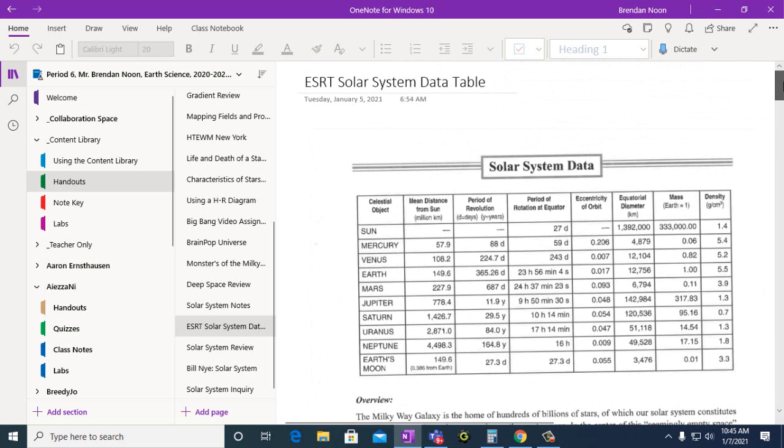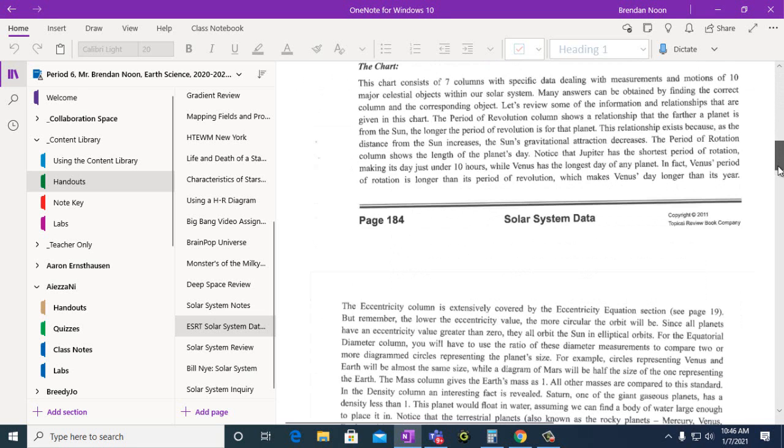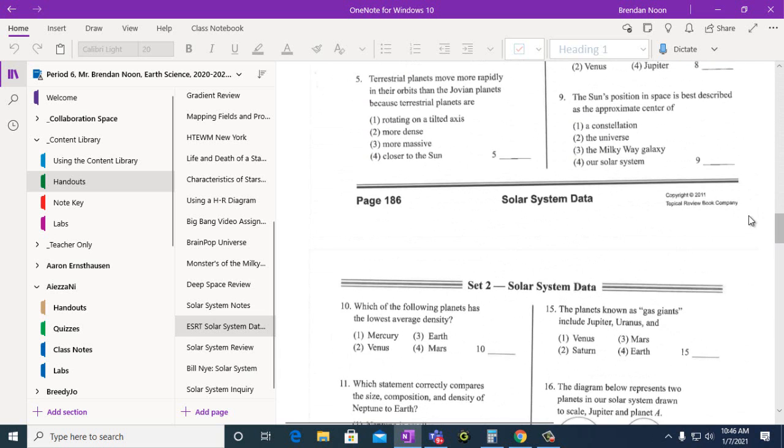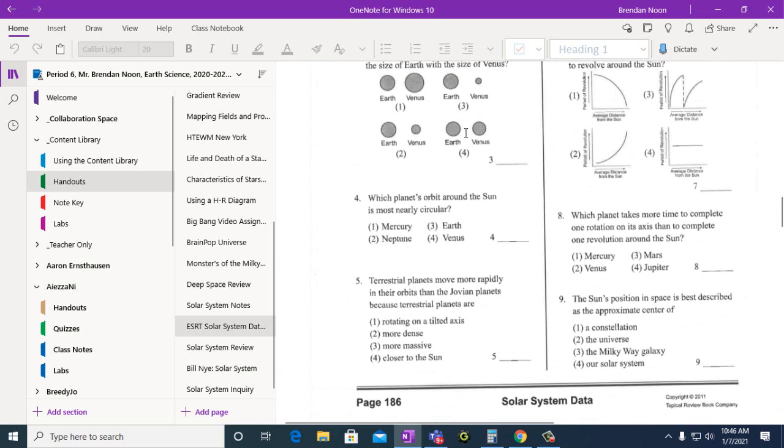And once again, you could look at your data table. We have the equatorial distance, and you can see that Venus is 12,100 and Earth is 12,700. So you can see that Venus is just slightly smaller than the Earth. You could also see that Mars is approximately half the size of the Earth. And Mercury is just a little bit smaller than Mars, but the Moon is approximately a quarter the size of the Earth. All right, so let's go back. So 4 was the correct answer here.